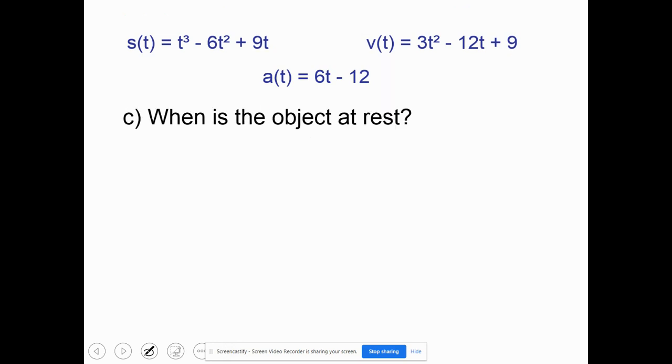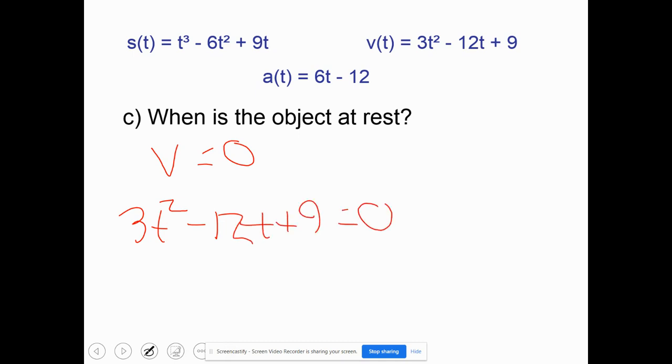For part C, when is the object at rest? So you have to ask yourself, what does that mean if the object is at rest? The object is at rest here when my velocity is equal to 0. That's what I want to know. Now the formula for velocity was 3t squared minus 12t plus 9. I want to know when it's equal to 0. We should factor this.